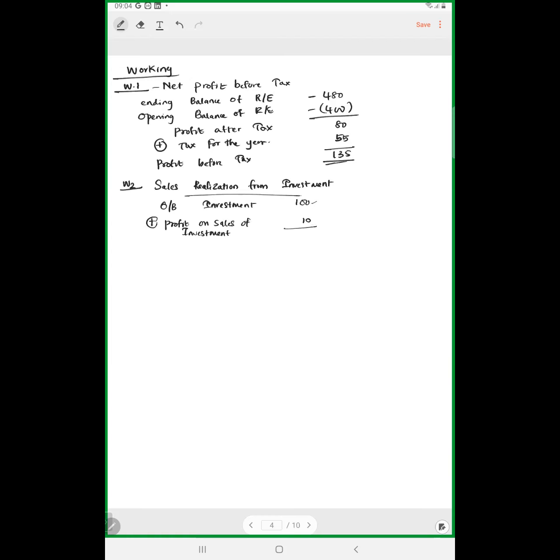Then altogether the company is having 110, but closing balance of the investment, how much? 50. So then you can find how much the company has as sales under cash. So sales proceeds, how much? 60. Is this clear?